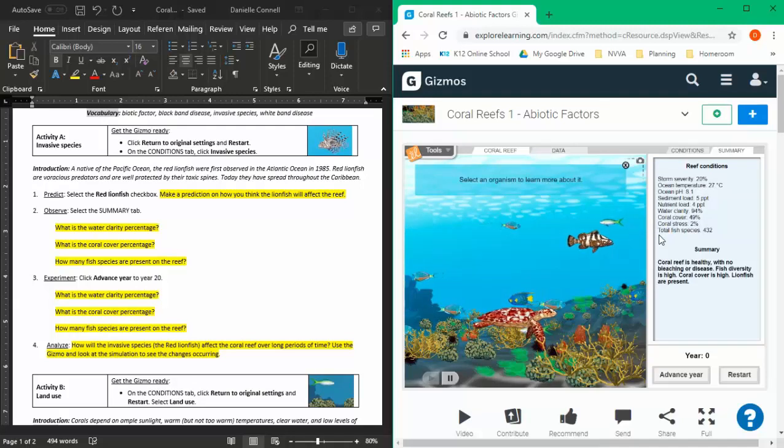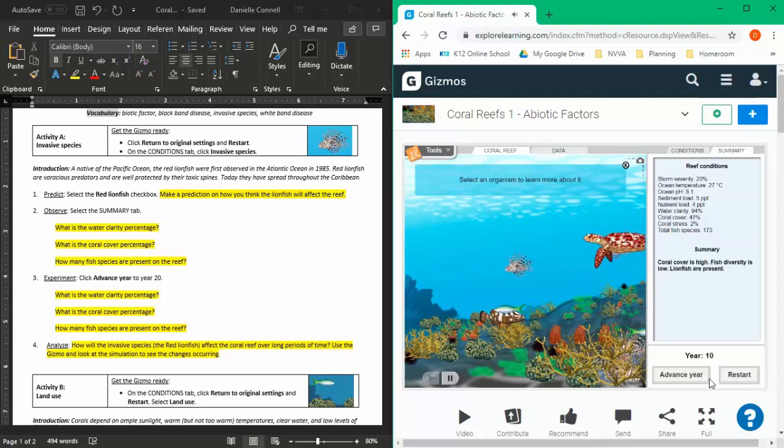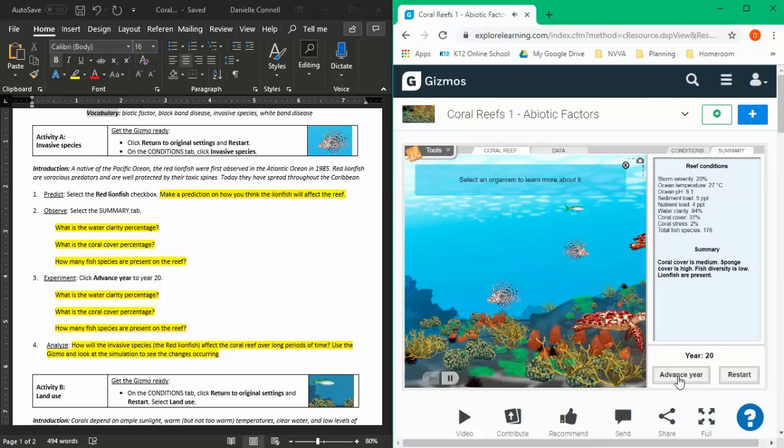It says experiment. Click advance year to year 20. So I'm going to click advance year to year 20. And you can see up here how the numbers are changing as I advance the years. Okay. What is the water clarity percentage? What is the coral cover percentage? And how many fish species are present on the reef? Again, your numbers might be a little bit different. From there, pause me if you need to again. From there, you're going to click on Analyze.